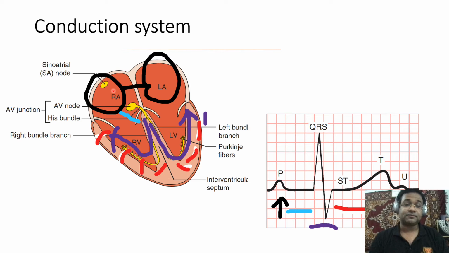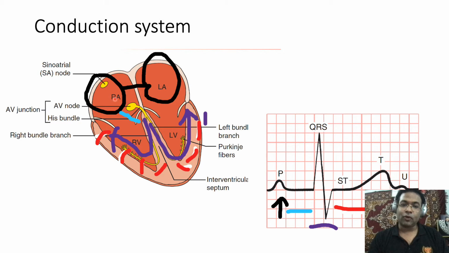It's because this depolarizes at a rate which is faster than the other structures. So therefore, where is it located? Well, it's located at the junction of superior vena cava and the right atrium, and it's an oval sort of structure on the epicardial surface. From there, the impulses arise.